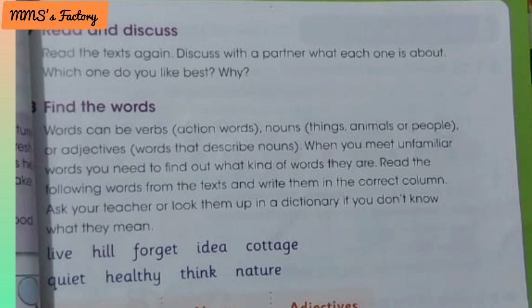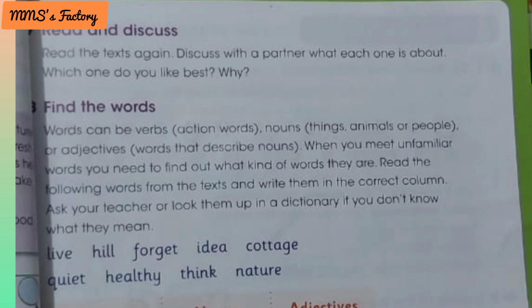Find the words. Words can be verbs, action words, nouns, things, animals, or people, or adjectives, words that describe nouns. When you meet unfamiliar words, you need to find out what kind of words they are. Read the following words from the text and write them in the correct column. You can also consult a dictionary.